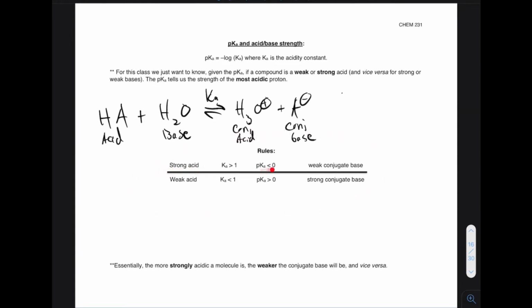So the general rules for pKa is if you have a strong acid, right, the pKa will be less than 0, right? And if you have a strong acid and you take away the proton, it becomes a weak conjugate base. And if you take a weak acid, right, that weak acid is typically anything with a pKa over 0. If your weak acid has its proton taken away, it becomes a strong conjugate base. Okay, and we'll get plenty of examples of that down the road. But essentially, the stronger acid a molecule is, the weaker the conjugate base will be, and vice versa.